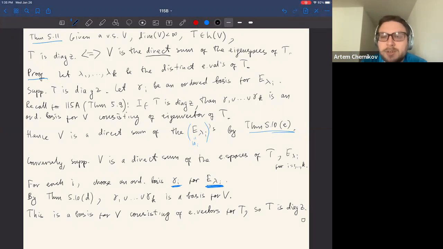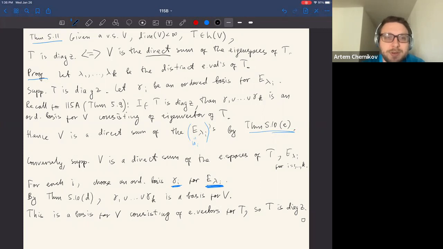So we use eigenspaces as the main example of invariant subspaces that we already studied in 115A. Now in 115B, we want to extend some of the techniques and ideas about eigenspaces to more general invariant subspaces of an operator. So in particular, we have this theorem, 5.11.